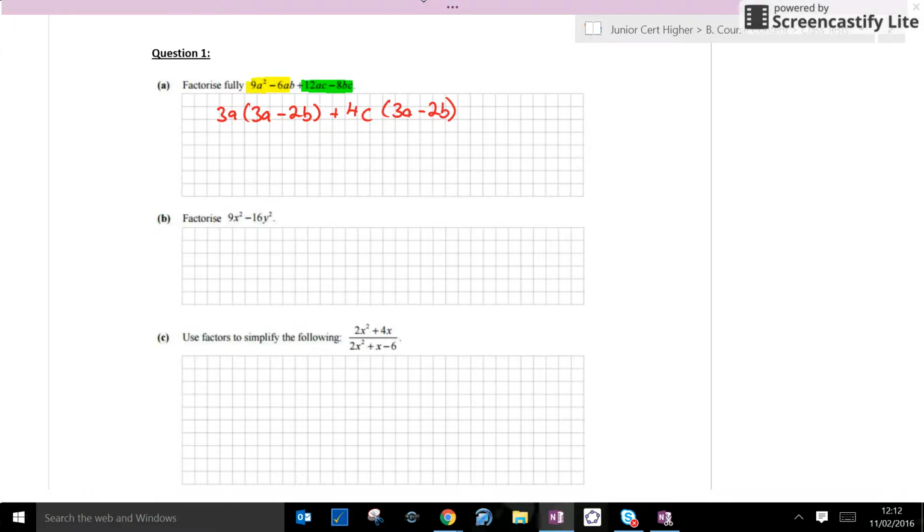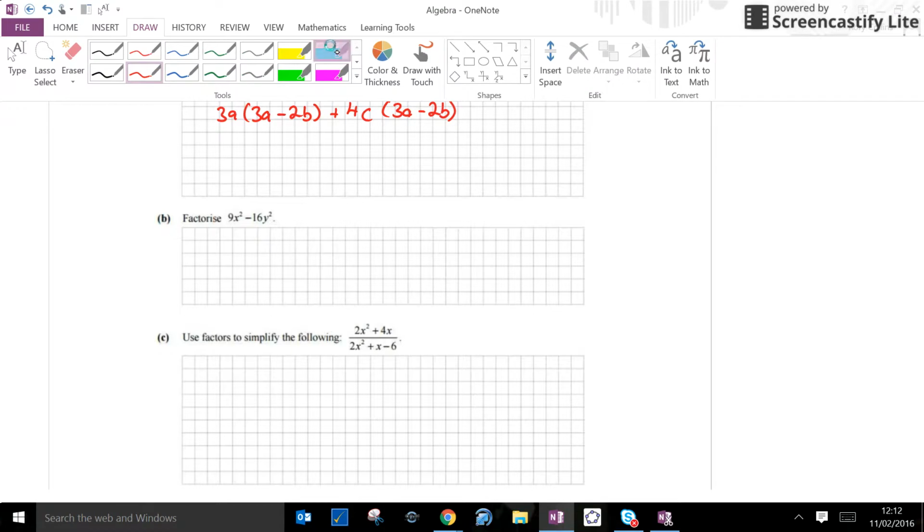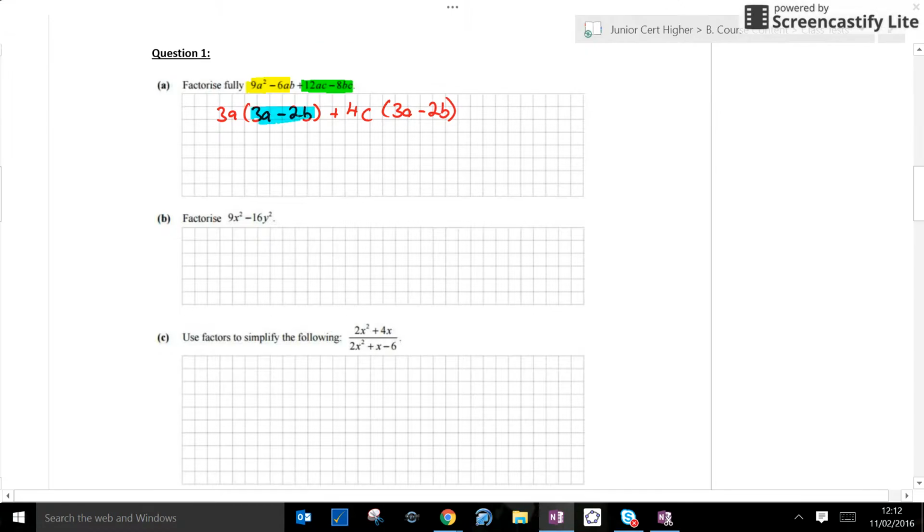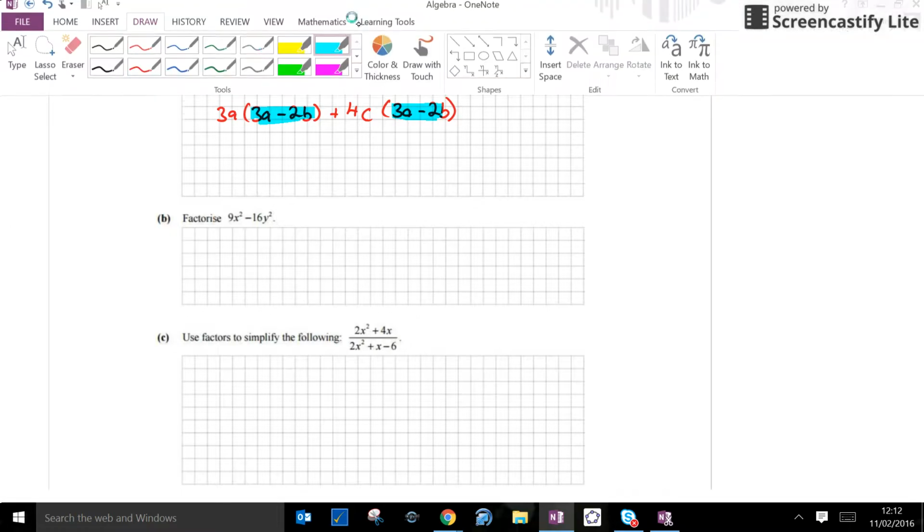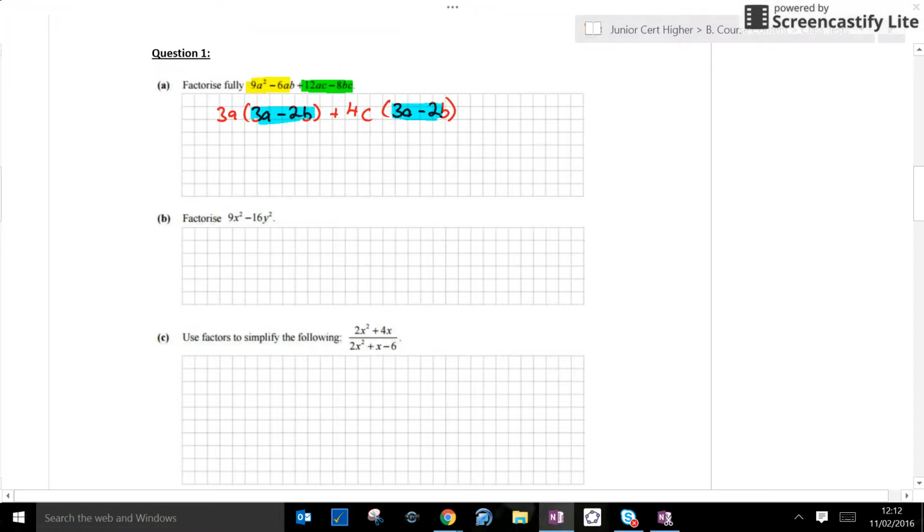Okay, now it's important that in the brackets these are the same. These are a common factor, and they're the same, therefore we know we are doing this correctly. So the last thing to do then is take the 3a and the 4c and bring them together. So it's 3a plus 4c multiplied by 3a subtract 2b. And that's question 1 done.